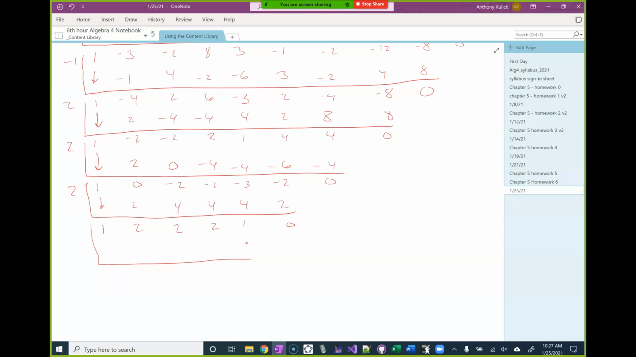So it doesn't matter which one you try. You could try the 2 here. You could try the -1. Either it'll work or it won't. Do you know what I mean by work? What does not working look like? Not a 0 at the end. Very good. That's exactly right.